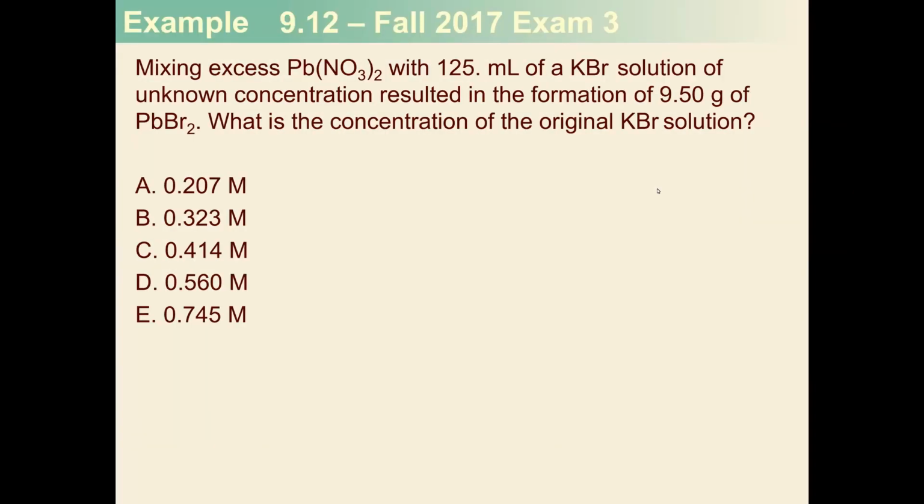So this is an example from the fall of 2017 exam, and we are going to mix excess lead nitrate with 125 milliliters of potassium bromide that has an unknown concentration. When we do this mix, we are going to result with 9.50 grams of lead bromide. We need to determine the concentration of my original KBr solution. So where do I even begin? Let us start with a balanced chemical equation.